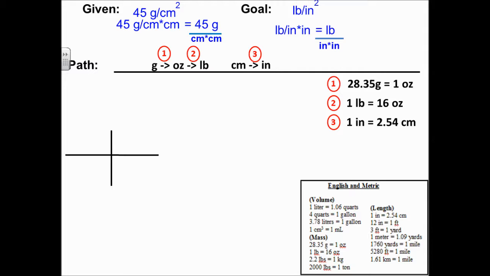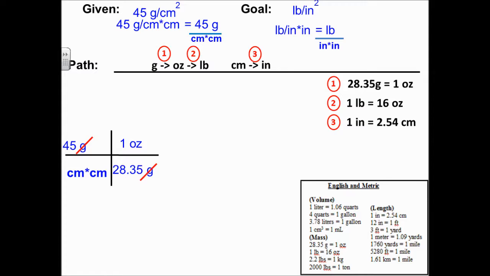Well, let's just start this off like we always do. Take what's given to us and put that on the left side. So we're going to have 45 grams on top and then centimeters times centimeters on bottom. I always like to do the top first, so that's what I'm going to do. Let's get rid of grams. We don't want grams in our final answer. We have this conversion over here: 28.35 grams is equal to 1 ounce. So now grams on top are able to cancel out grams on bottom.